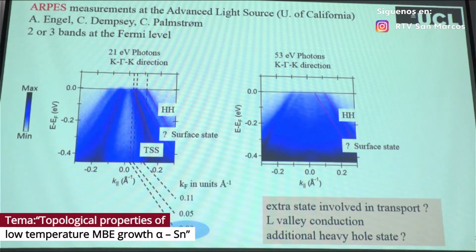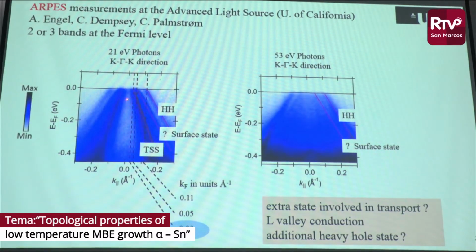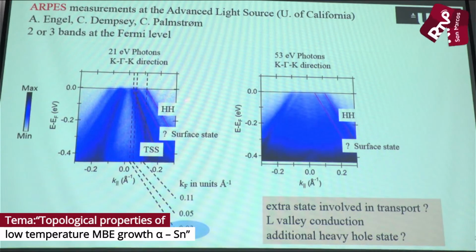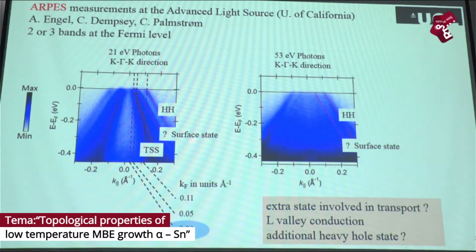At 21 eV incident photons, it's slightly more complicated and possibly a little bit more interesting. We have the heavy hole states out here. We have a state here, which we've labeled this topological surface state. So we've got two clear states and a state that we don't quite know. We think that's possibly another surface state.